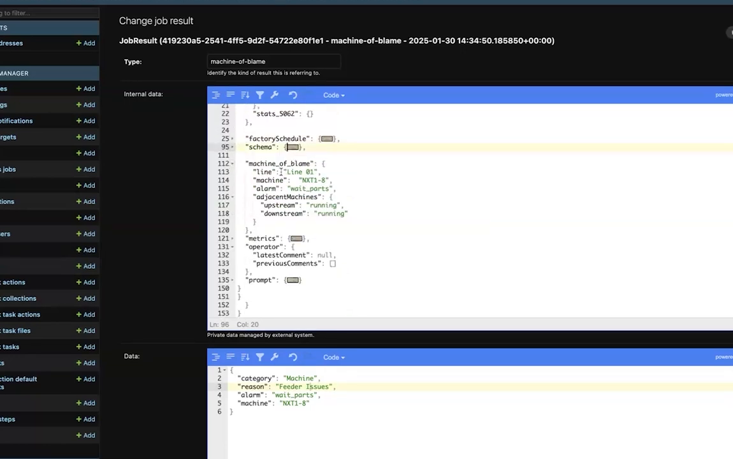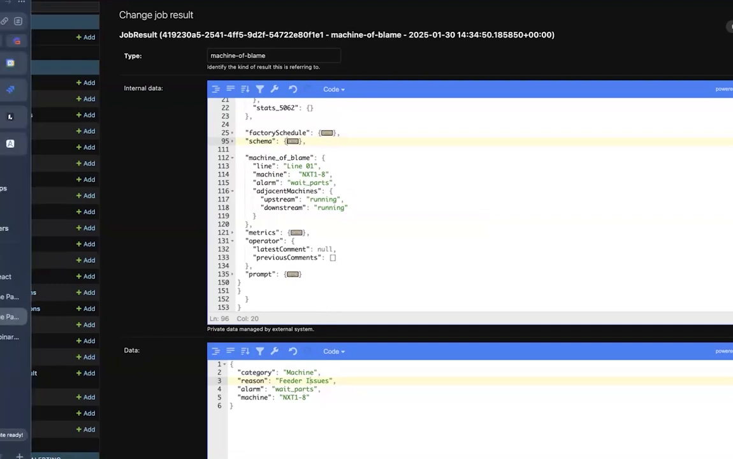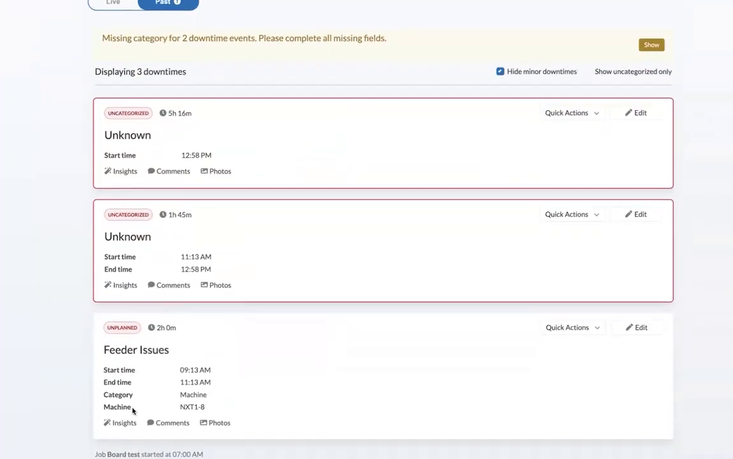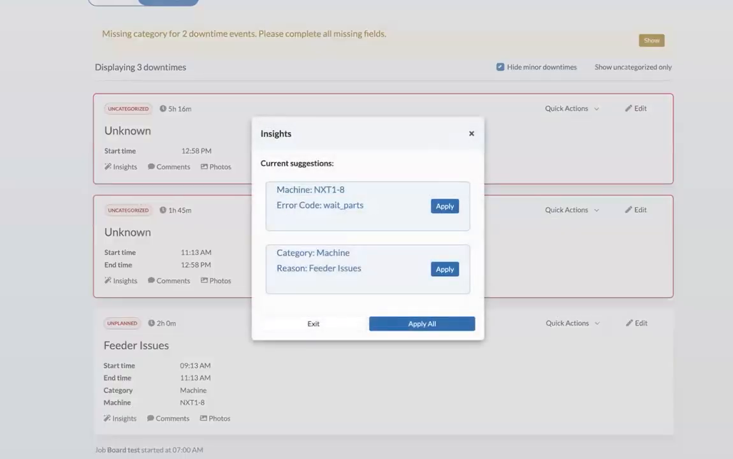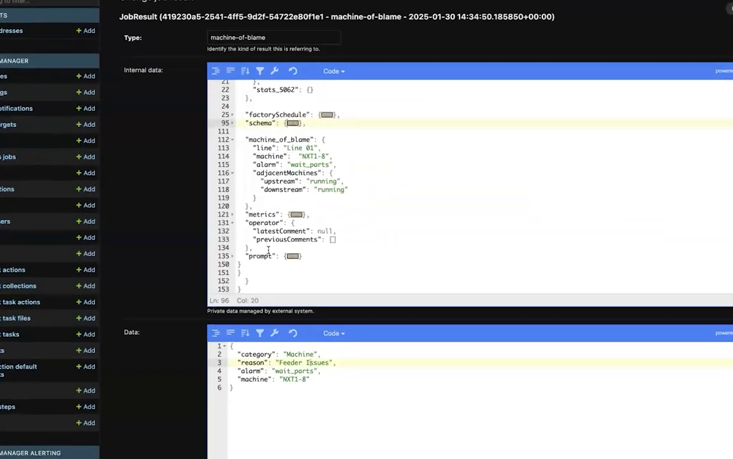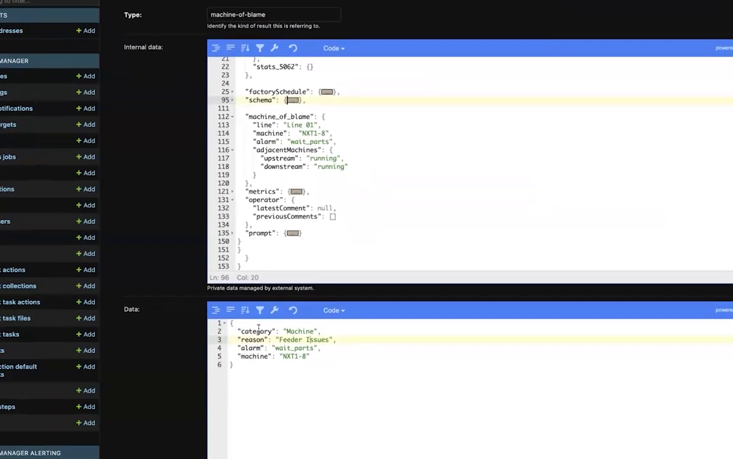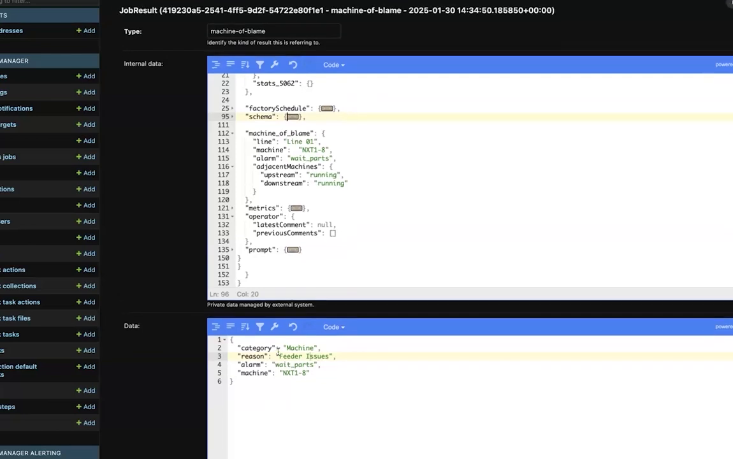Here we have the results of a machine of blame algorithm that is run. We're looking at the insights for that first downtime, which is here. We also put our prompt in here, and the result is we get a category and a reason. We get the alarm, we get the machine. These are all things that we can then use to label and classify that downtime.